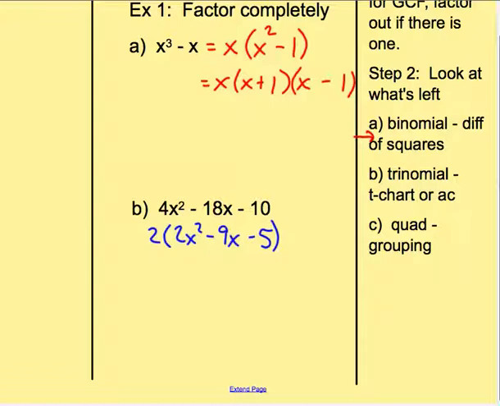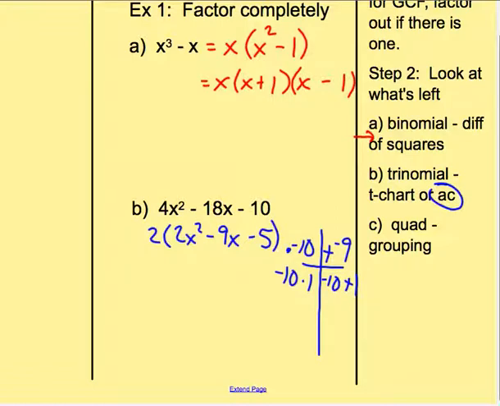It's a trinomial. Lead coefficient is not 1, so that means I use my AC method. So I'm going to multiply a times c to get negative 10. What multiplies to negative 10 and adds to my b term, or negative 9? So remember, numbers that multiply to a negative, you have to have one of each sign. Sorry, add to a negative means the larger number needs to be negative.